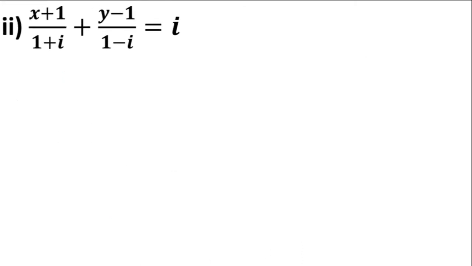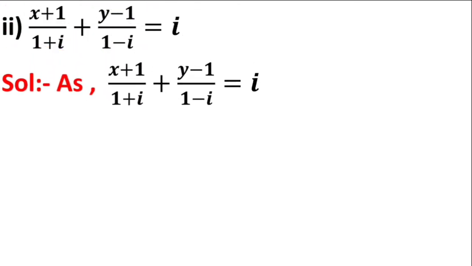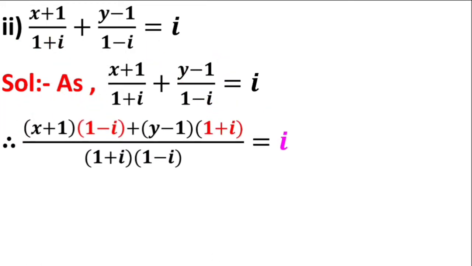Now the second part, from question number 24. If (x plus 1) upon (1 plus i) plus (y minus 1) upon (1 minus i) is equal to i. Again, the LHS is the addition of two fractions, so you have to add them by taking the LCM and cross multiplication. By taking the LCM and cross multiplication, it becomes (x plus 1) into (1 minus i) plus (y minus 1) into (1 plus i) upon (1 plus i) into (1 minus i) is equal to i.